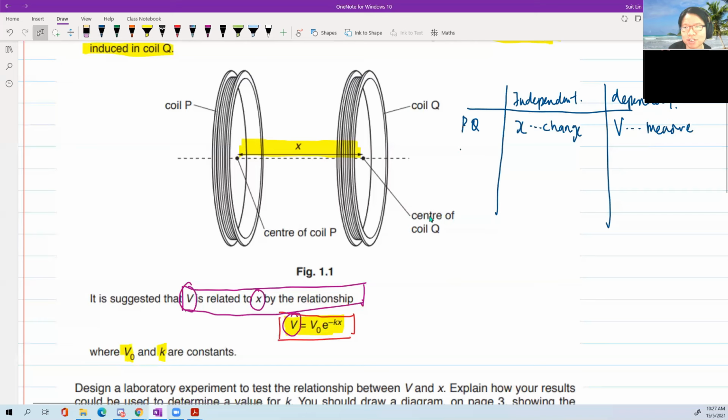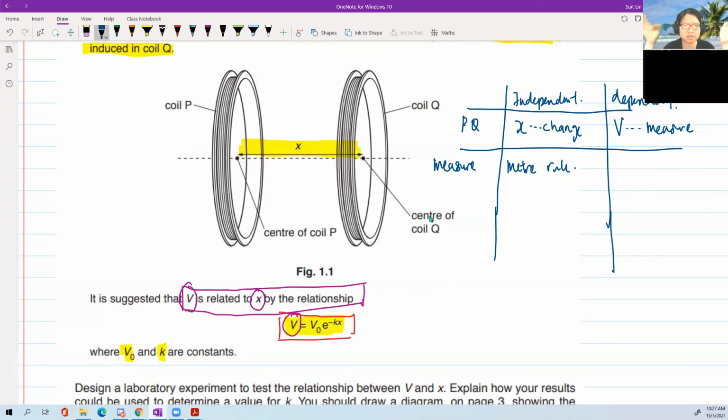Now once you have identified these two main characters, it's time to think about how you measure them. How are you going to measure your distance x? We're probably going to use something like a meter rule, because this is a length-based variable. And this meter rule cannot float, right? Maybe you think, I'll put the meter rule behind here to measure. But then the meter rule cannot be floating.